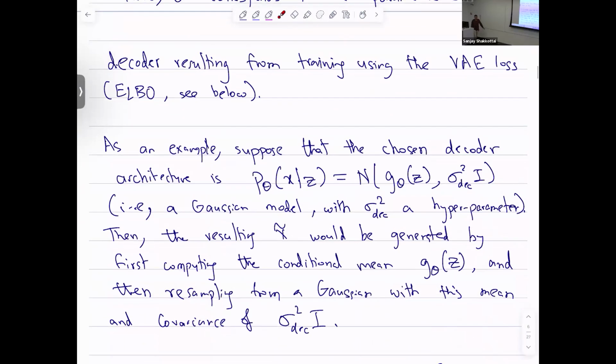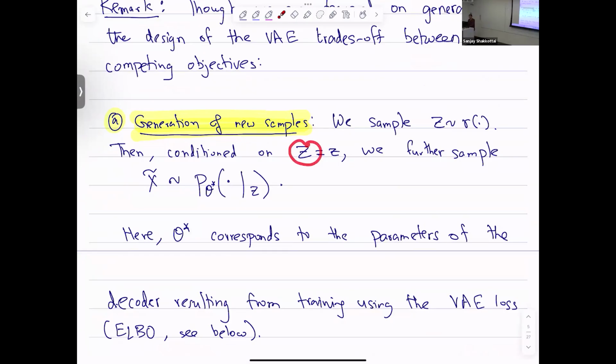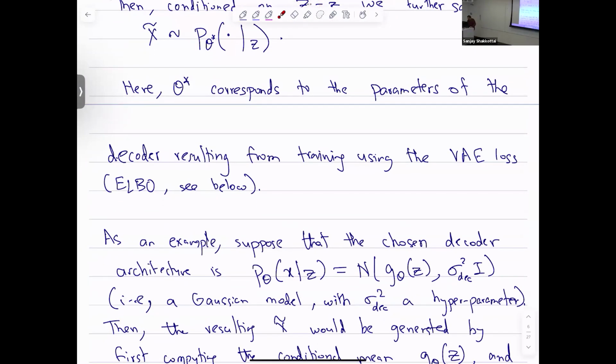As an example, suppose this is the way you're parameterizing the decoder network. P theta x given z could be parameterized as a Gaussian with a mean and a fixed variance. So the variance is just a hyperparameter, and the mean is a learned function. In this case, how would this operation work? Well, you would first sample a z, that sample of z would be used to get this mean, and then you would resample from this distribution. This is one way you could do the decoder.